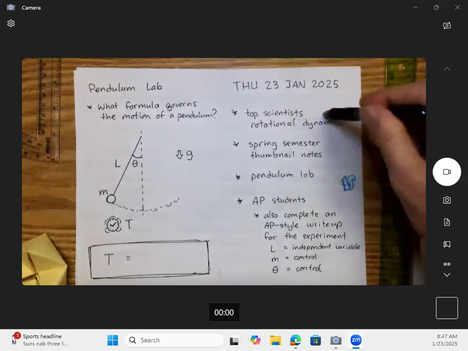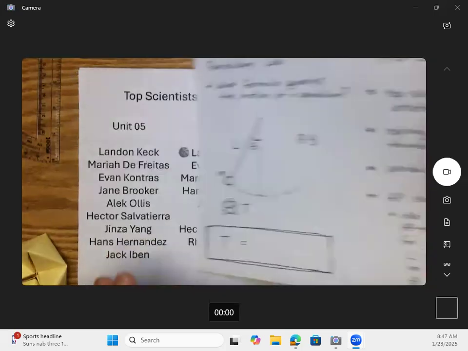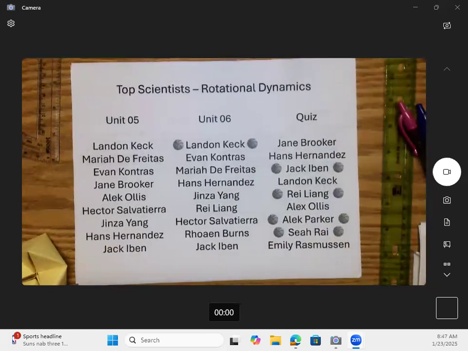Okay, so just finished rotational dynamics. Here's top scientists for rotational dynamics. I got three different top scientists lists. So here's the AP Classroom Unit 5. Here's the AP Classroom Unit 6. And here's your rotational dynamics quiz. Okay, so awesome job if you made any of those lists.